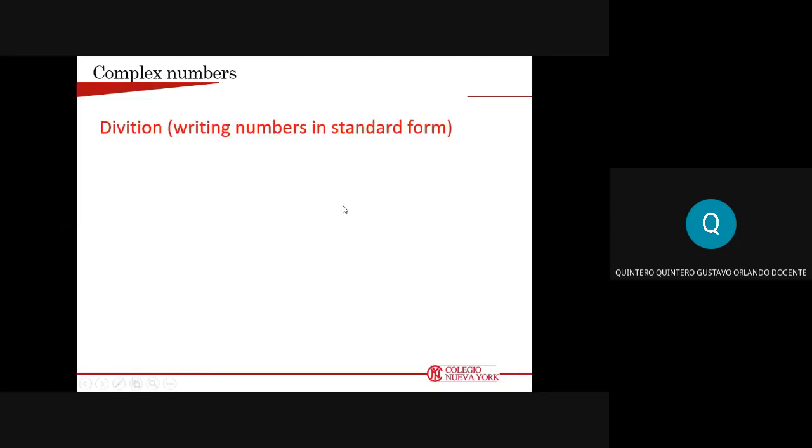And now, let's begin with the important part of today's explanation, how to divide complex numbers, right? Dividing complex numbers means the same as writing numbers in standard form, all right, guys? So please, if you are writing notes in your notebook, go ahead and write it down. Writing numbers in standard form is the same as dividing. If I ask you in a quiz, write these numbers in standard form, you know you have to divide them. All right, guys?